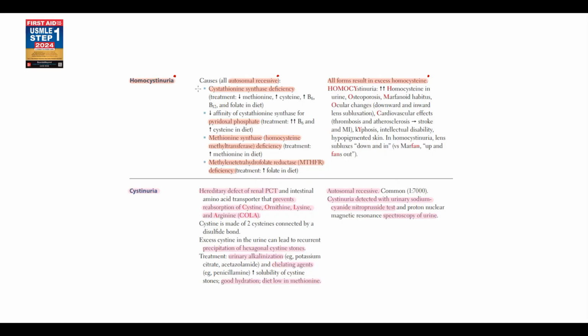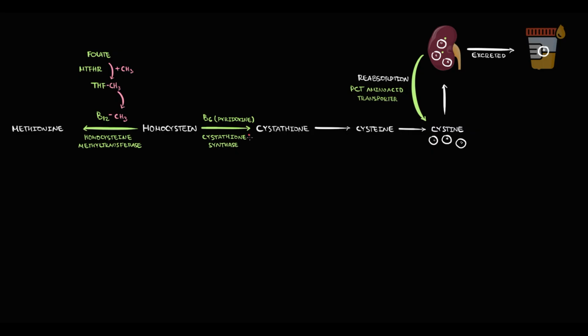The most common cause of homocystinuria is deficiency of cystathionine synthase. Without cystathionine synthase, we cannot convert homocysteine into cystathionine. This causes accumulation of homocysteine in the blood. Because the cystathionine pathway does not work, now more homocysteine molecules begin to metabolize into methionine. And as a result, the concentration of methionine in the blood increases. The excess of homocysteine we excrete by the urine.